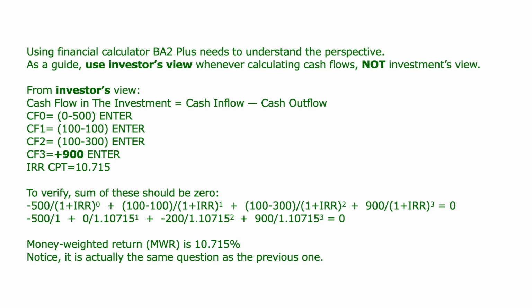Cash inflow minus cash outflow is negative 500. At year 1, from investor's view, received dividend is cash inflow. Making another investment is cash outflow. So cash inflow minus cash outflow is 0, and so on.